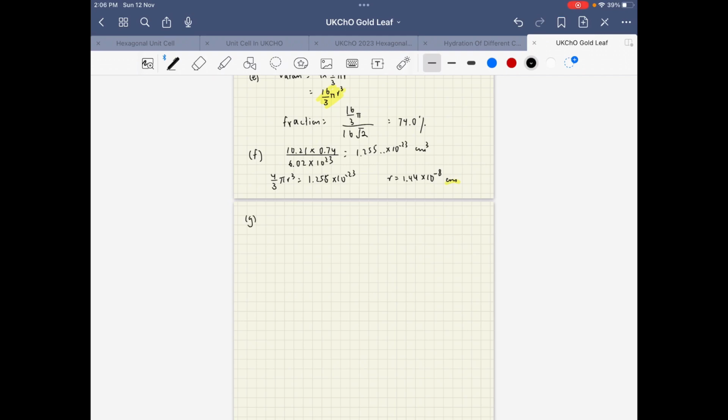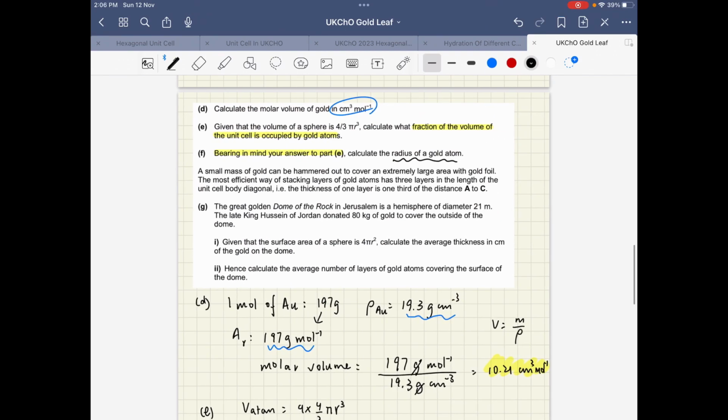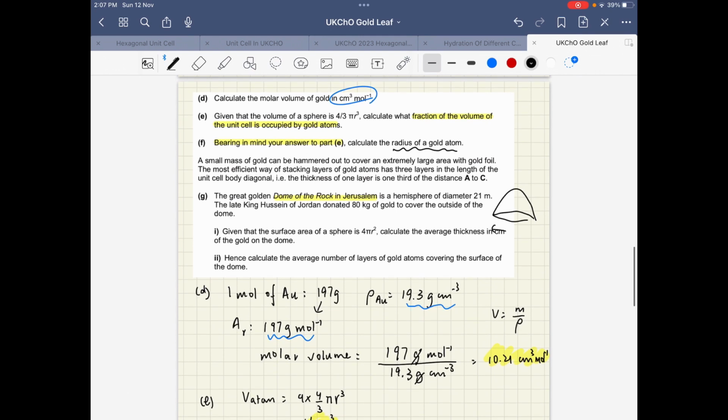G is a context question, which means that it's considering the Dome of the Rock in Jerusalem, and it is a hemisphere of diameter 21 meters. A hemisphere is half of a sphere, so let me just draw it out. Okay, and this has a diameter of 21 meters. Notice that the unit here is meter, not centimeter, so you need to include a conversion of unit when you are calculating this question.